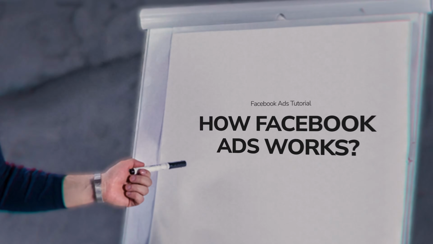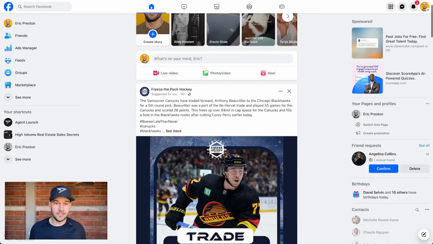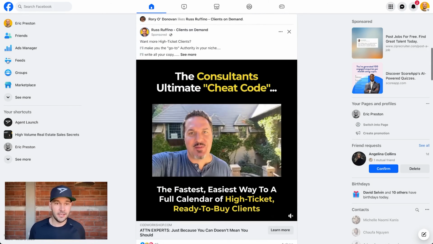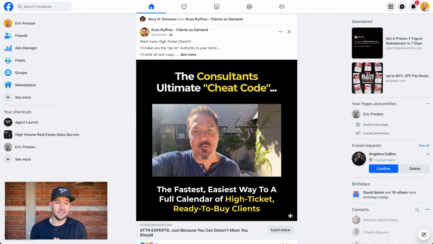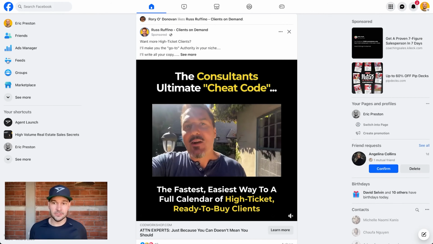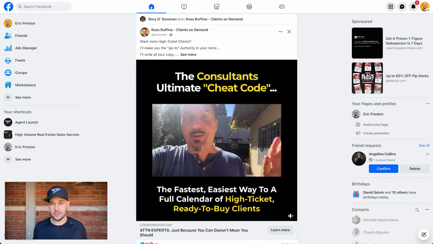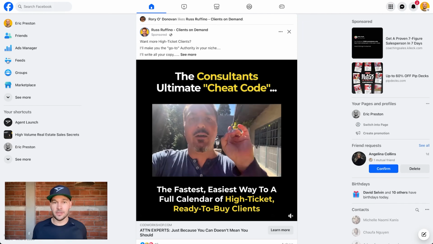The first thing I want you to understand is how Facebook ads work. The second post in your newsfeed is basically always going to be an ad. So you're pretty much always going to see an ad there, and that is what's called a newsfeed ad. That is in the actual newsfeed. You'll see the ads on the side. These are called sidebar ads. Usually people don't click on those. It's a busy place and it's hard to grab someone's attention there.